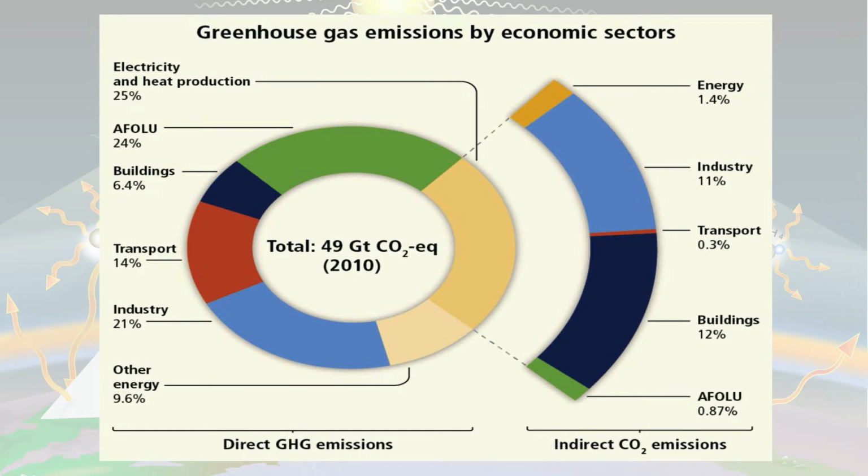The next important sector is agriculture, forestry and other land use. This sector alone contributes around 24% of greenhouse gases emission into the atmosphere. Next comes your industrial sector, and thereafter the transport and building sector.